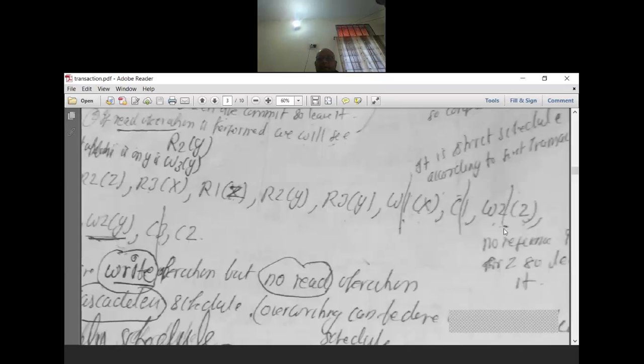This is the first update on data item Z. The second transaction is performing it. It is the completion on data item Z. Any other operation performed on this? No. No operation performed on this particular data item Z. So it is also a strict schedule. So overall we can say it is a strict schedule.